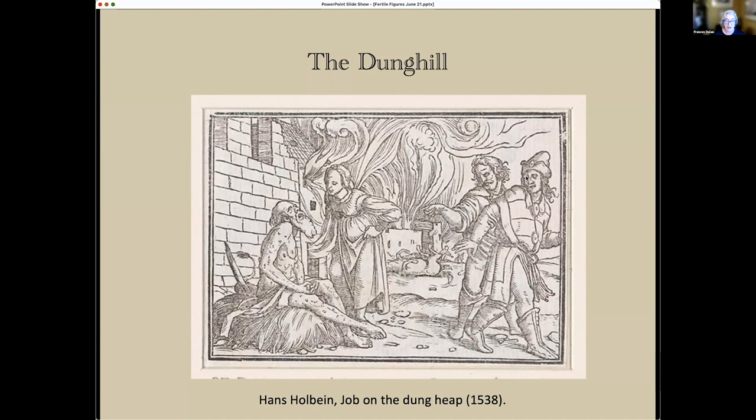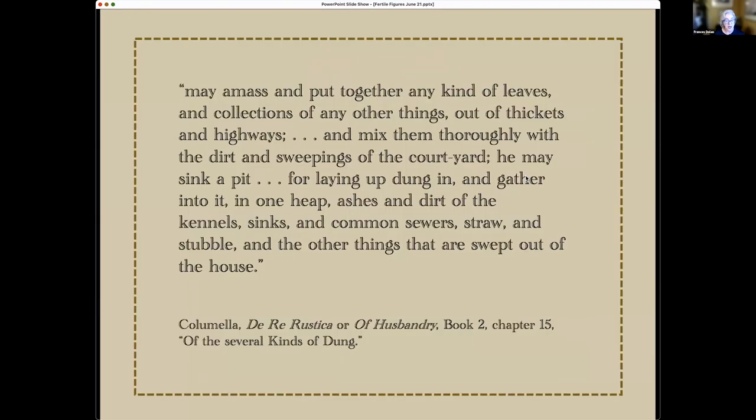Joan Thirsk argues that Columella's De Re Rustica inspired a new vogue in constructing dunghills and compost heaps in 17th century England. Columella argues that even where one cannot keep cattle or birds and thus might miss out on the benefit of their excrement, the industrious husbandman may amass and put together any kind of leaves and collections of any other things out of thickets and highways and mix them thoroughly with the dirt and sweepings of the courtyard. He may sink a pit for laying up dung in and gather into it in one heap, ashes and dirt of the kennels, sinks and common sewers, straw and stubble, and the other things that are swept out of the house.